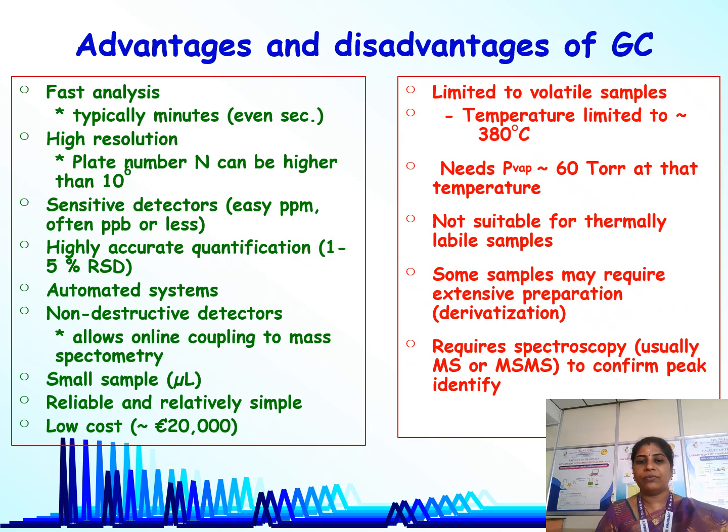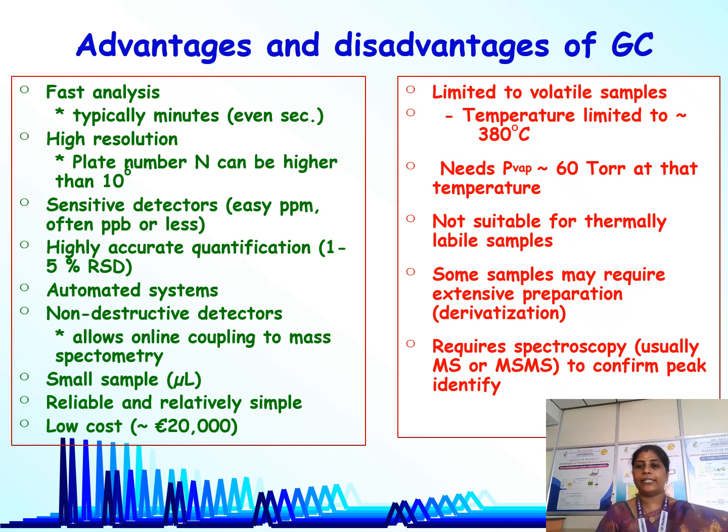Certain advantages and disadvantages of gas chromatography. Advantages: fast analysis, typically minutes. High resolution, the plate number can be higher than 10^5. Sensitive detectors, easily ppm, parts per million, and often ppb or less. Highly accurate quantification, 1 to 5% RSD. Automated system, non-destructive detectors allow online coupling to mass spectrometry. Small samples, like microliter. Reliable and relatively simple, low cost, around 20,000.